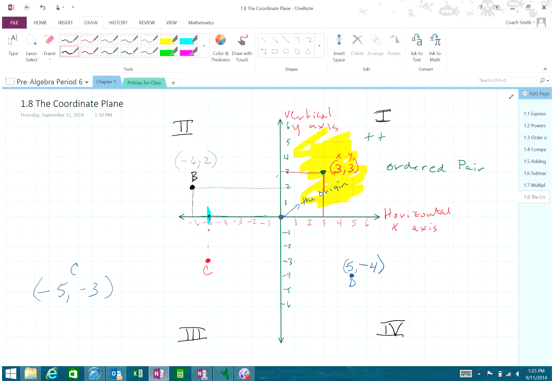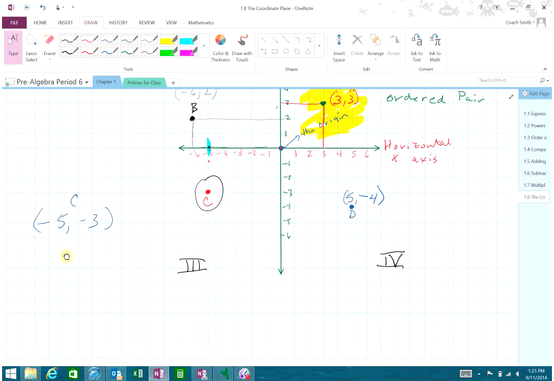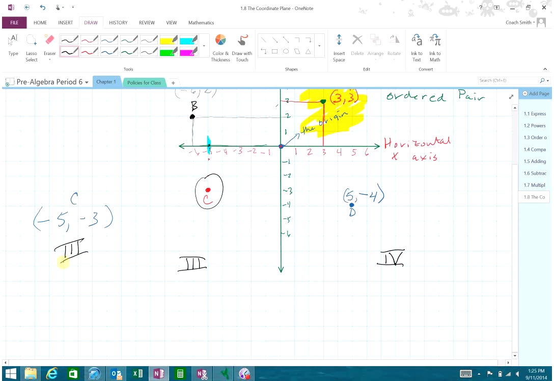Quadrant 3. Okay, so this is quadrant 1, and quadrant 2, quadrant 3, quadrant 4. So it falls in quadrant 3. Point C right here falls in quadrant 3. Okay, so if they ask you to graph it and tell them what quadrant it falls in, that's what you would do. Okay? So you might even put the 3 over here underneath, if that was the original problem.